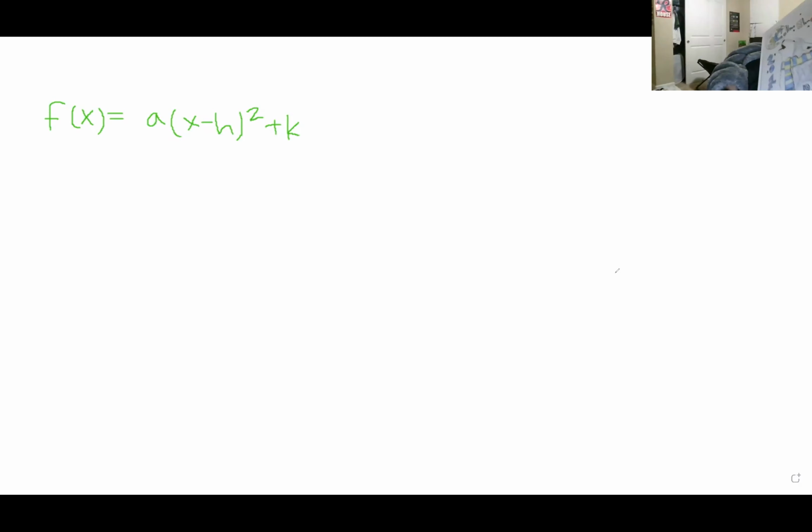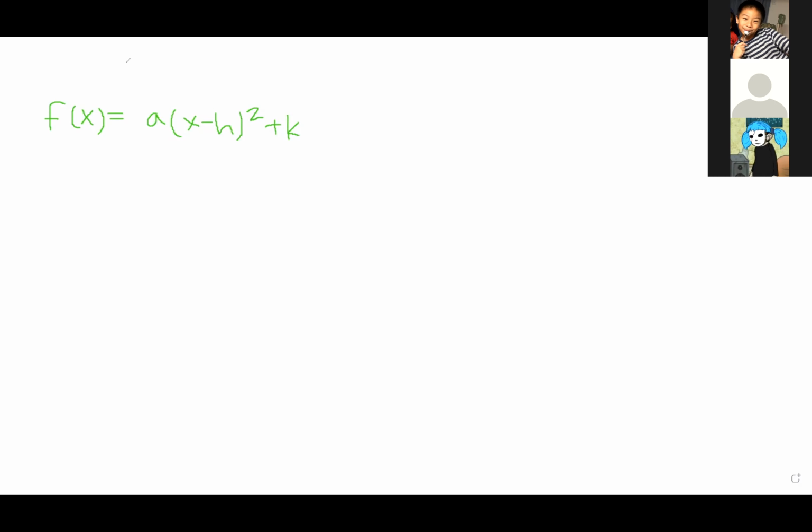Okay, back to what we were doing. Okay, Jacob, do you see this? This is the vertex formula. The vertex formula is goofy A's and X's and H's and K's, and that gives you the formula you need for finding the vertex. This is how you find the vertex form.